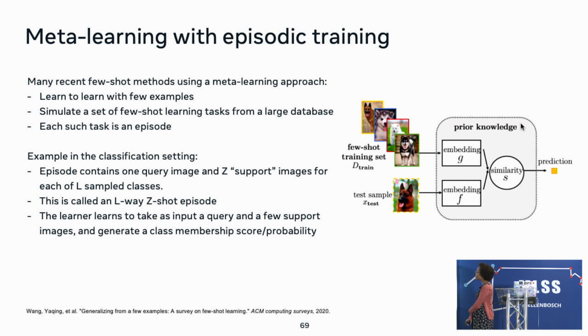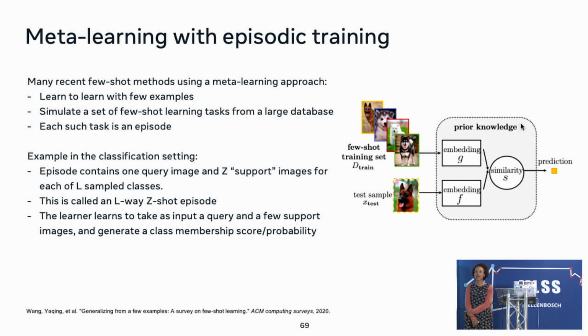And your episode is going to contain one query image and a bunch of support images. So you're going to have Z support images for each of L sampled classes. So let's say you have a data set with 100 classes. What you're going to do is construct or simulate a training episode by sampling 5 classes from the set of 100 classes you have. Then for each of these classes, you're going to select L support images.